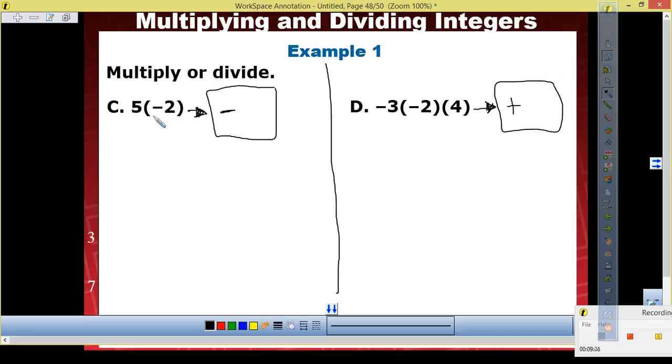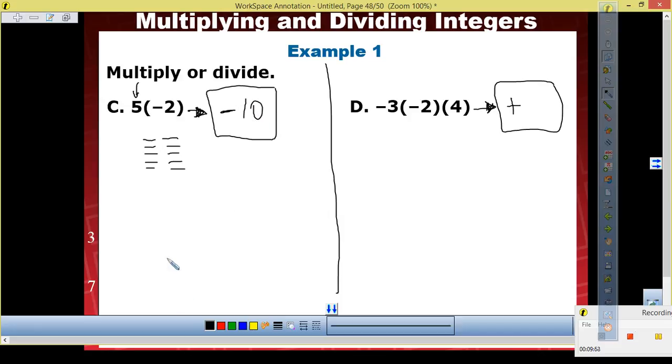What's inside of the parentheses? Negative 2. Does this have a negative? No, so it stays negative 2. And how many times are we going to do that? 5. 1, 2, 3, 4, 5. Are there any 0 pairs? No. And how many do you count? Negative 10. Hands if you got that.